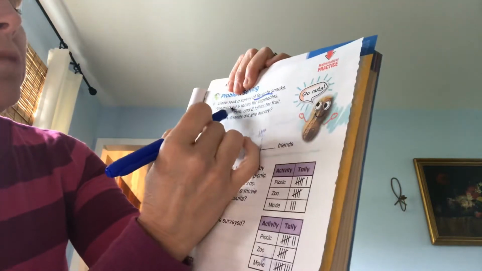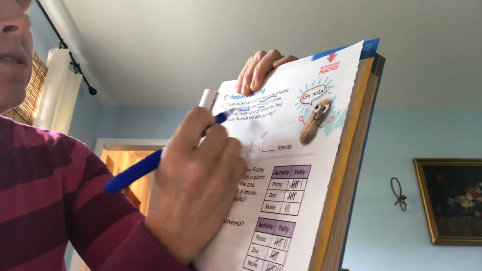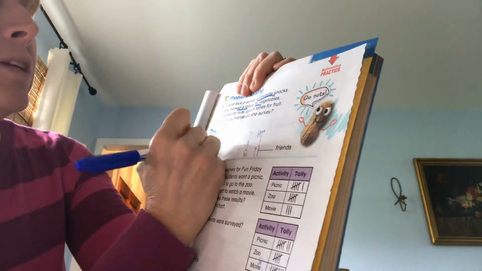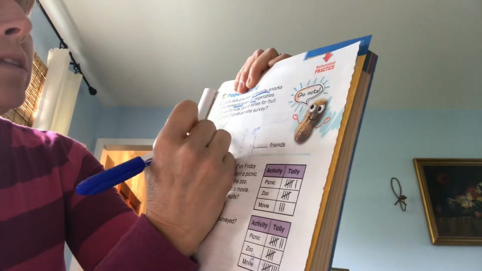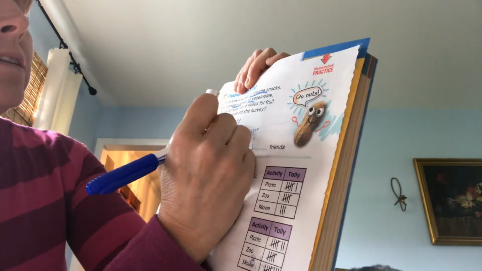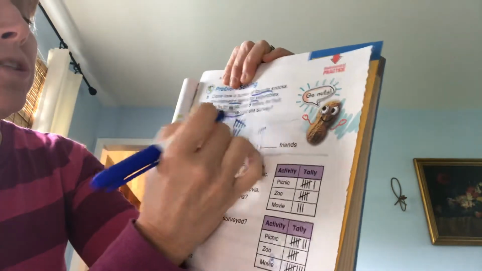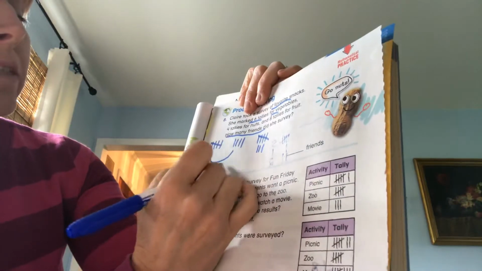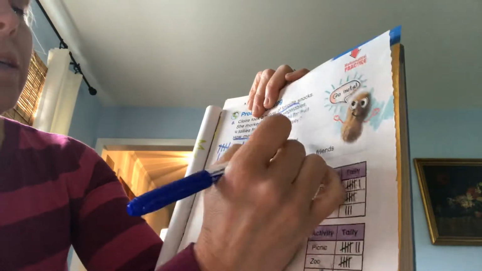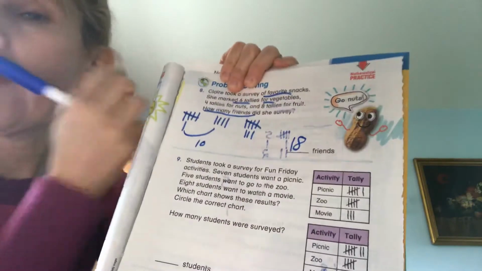The back side, if you don't have this out, get it out so we can go over it. Claire took a survey of favorite snacks. She marked 6 tallies for vegetables. So 1, 2, 3, 4, 5, 6. 4 tallies for nuts, and 8 tallies, 5, 6, 7, 8, for fruit. How many friends did she survey? Oh, that's easy. I'm just going to add it up. So I know 6 and 4 makes 10, and 10 and 8 is 18. So everyone should have the same answer for that one.